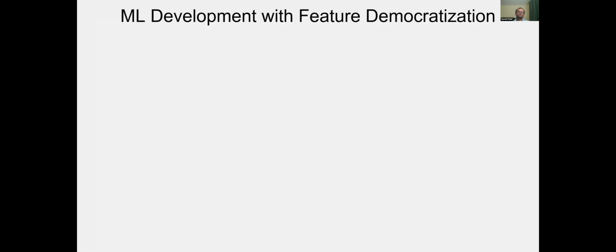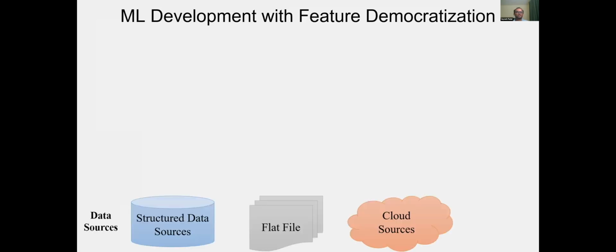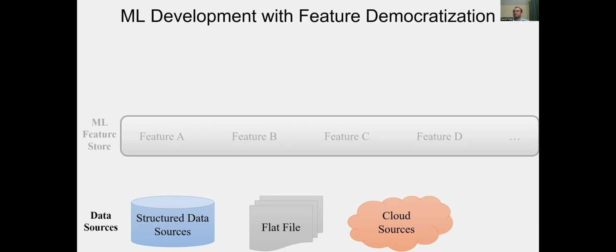Now, as we went through feature democratization and ML feature store, let's revisit the same use case that we went through earlier, but this time with ML feature democratization. Again, the data sources are the same: structured data sources, flat files, and cloud sources, to keep it simple for this use case.